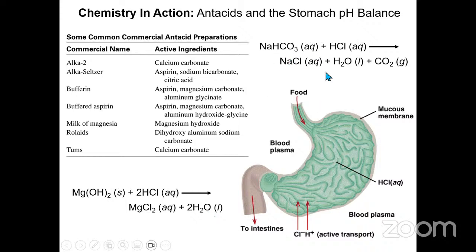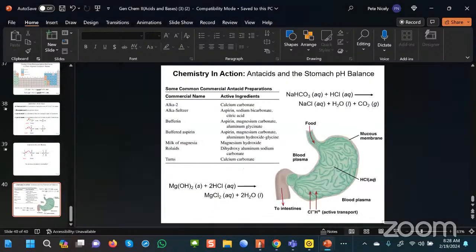Here's another example. This is what you'll observe happening in the case of the use of Alka-Seltzer. Again, there's another reaction here between the sodium bicarbonate, which is an active ingredient in that medication, and the acid from your stomach to give you these products. So these are just some examples of basic antacid preparations that are used to treat excess acid in your stomach. And that's basically it for this chapter.